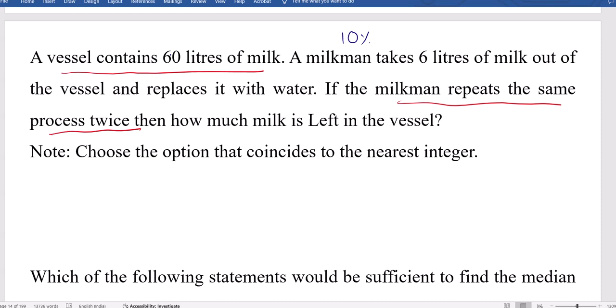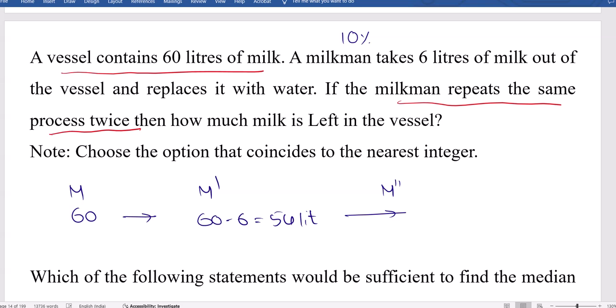Now, first time, milk is initially 60. Second time, what will happen? 10% gone means 60 minus 6, 54 liters is there. Next time, again 10% gone. Every time you are removing how much?